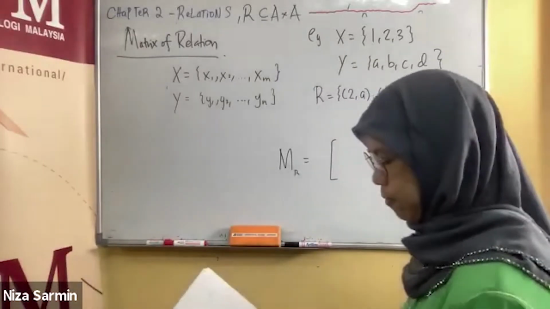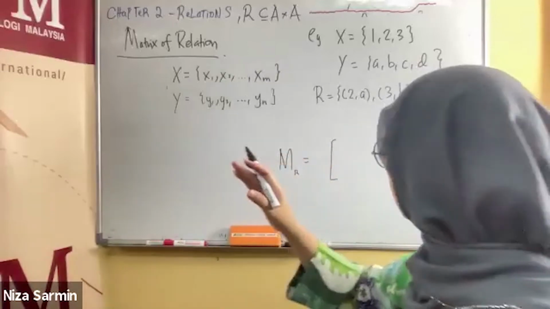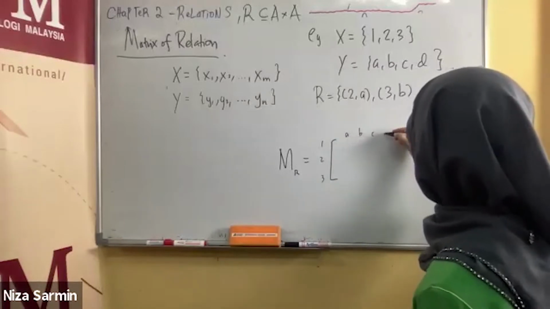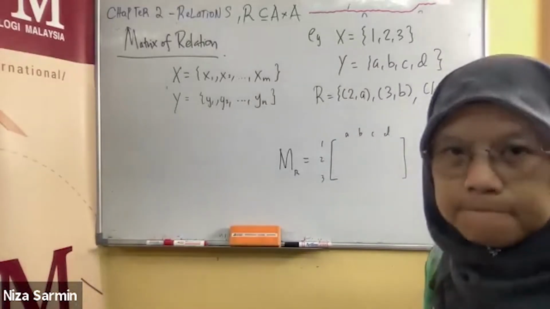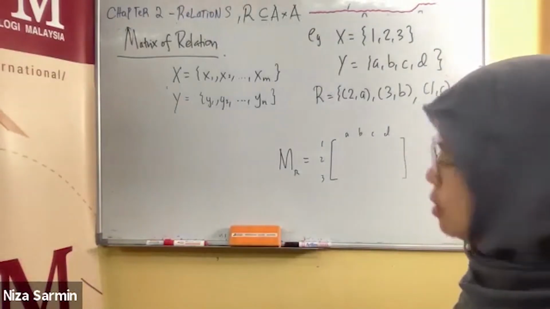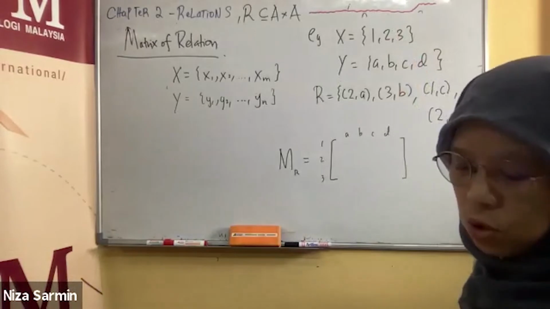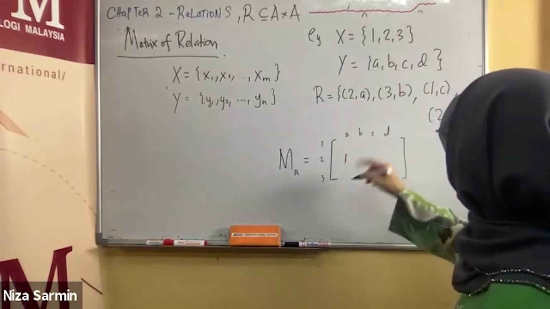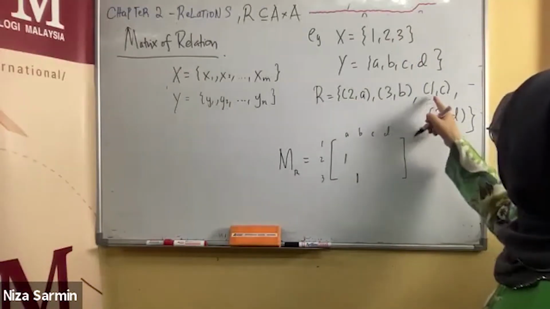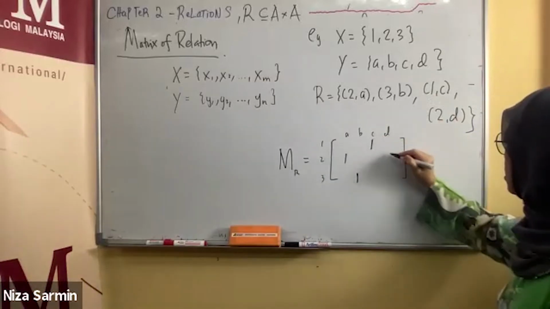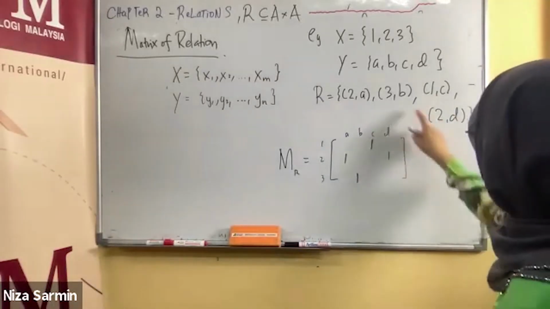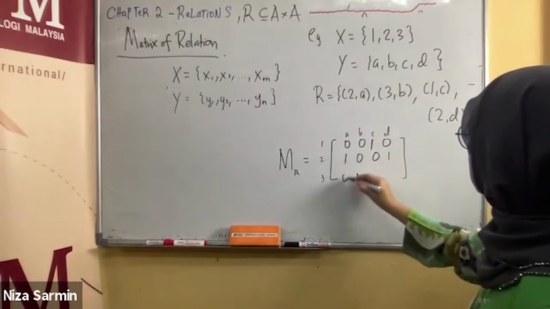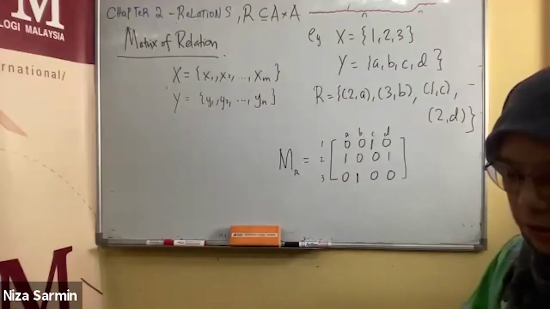Okay, so your matrix M sub R. You will have the 1, 2, 3 here, right? And the A, B, C, D here that you don't see. I and J, right? I is the row, J is the column. I put this one first: 2A, 3B, 1C, 2D. Okay, so you have 1, 2, 3, 4. So this is the matrix.